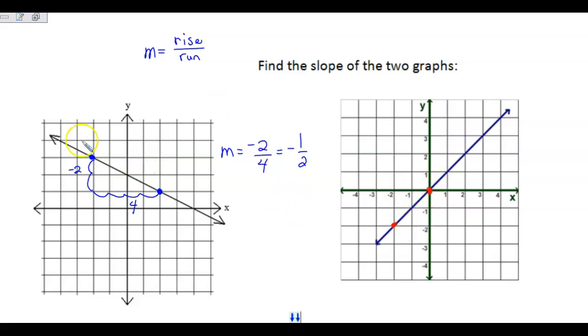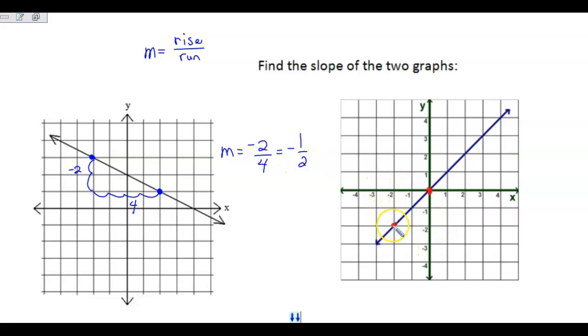Oh, forgot to tell you. Also double check as you're going left or right: is the line going up or down? It's going down, so we know that it's negative. So it's a great way to double check to make sure that your answer for your slope is the right integer sign.